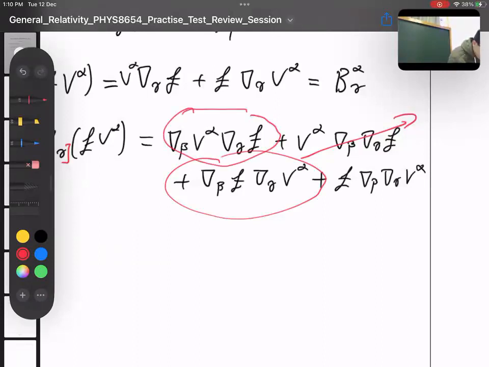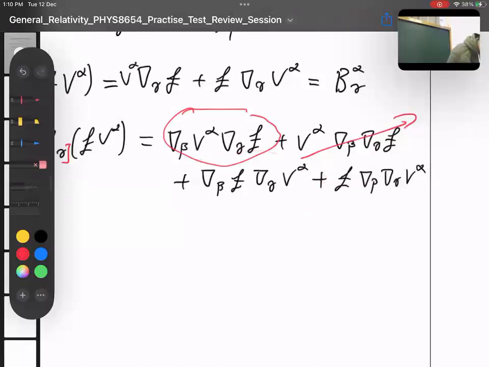They're the same, but with opposite. So they're the same term, but these two are swapped, right? The beta and gamma are swapped. But if you take the commutator, these two cancel each other out because you swap, because you subtract. So you're only left with this term, right? So it cancels out quite nicely.